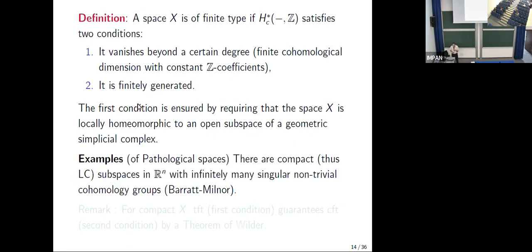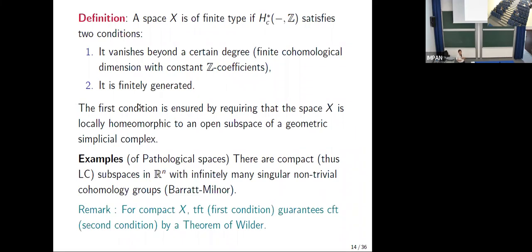There's a lot of beautiful work done in the 60s and 70s. We had to find out about when this is happening, and there are some theorems. So I'll skip that. I'll just show you that you discover some interesting things. The first condition, Verdier, I think, shows that if you take a space, locally homeomorphic to an open subspace of a finite simplicial complex, then this first condition holds. And for compact X, if the first condition holds, the second holds by Hermann Wilder.